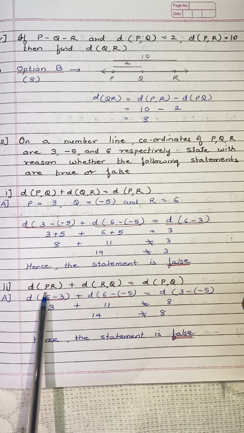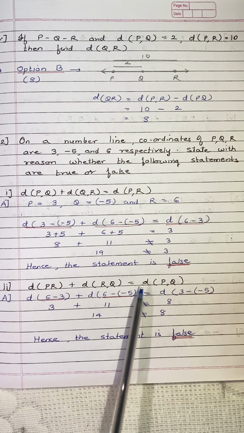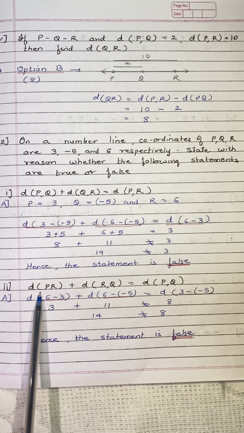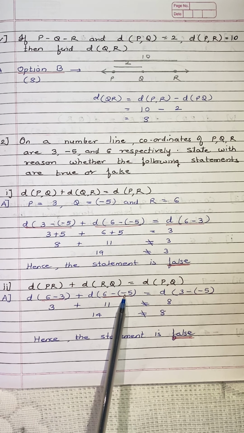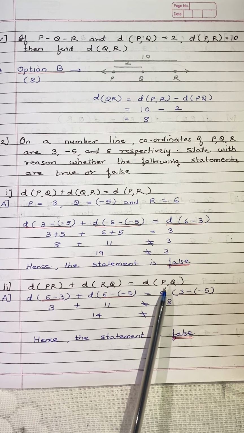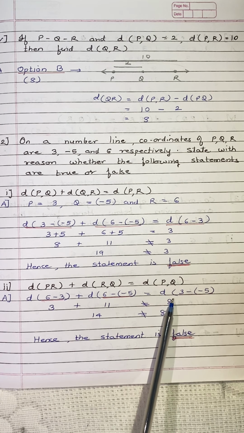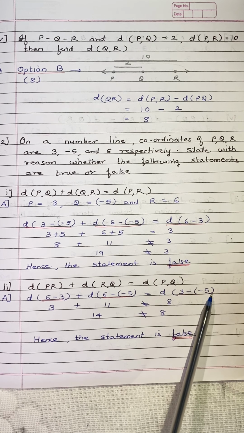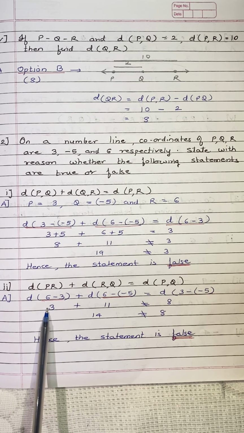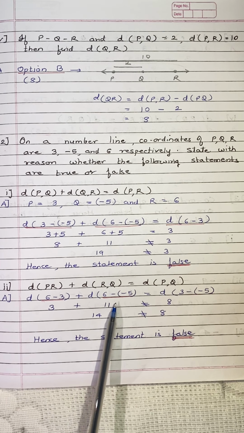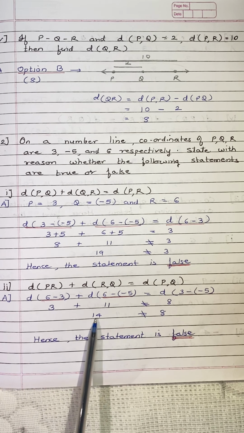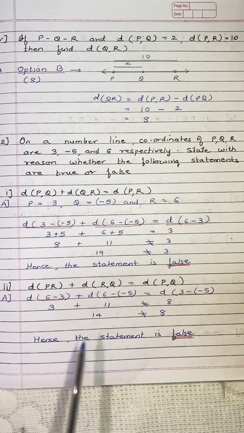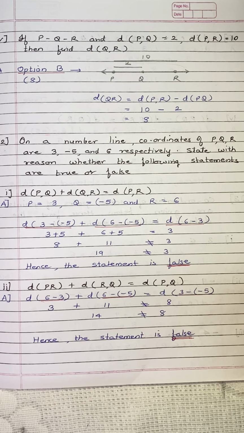Second one, distance between PR plus RQ is equal to distance between PQ. Now distance between PR will be bigger number minus smaller number, distance between RQ will be bigger number minus smaller number, that is -5, and distance between PQ is bigger number minus -5. So here 6 minus 3 is 3, 6 plus 5 is 11, and 3 plus 5 is 8. So 3 plus 11 is 14, 14 is not equal to 8, hence the statement is false.